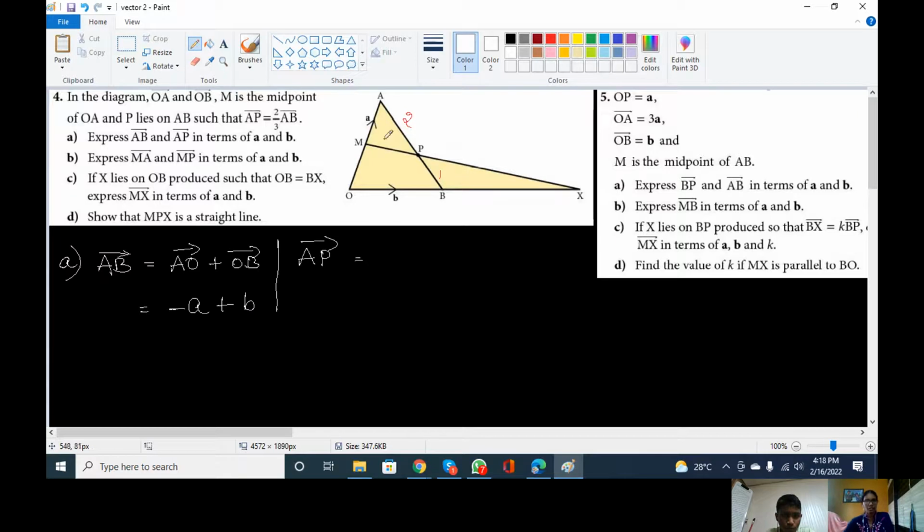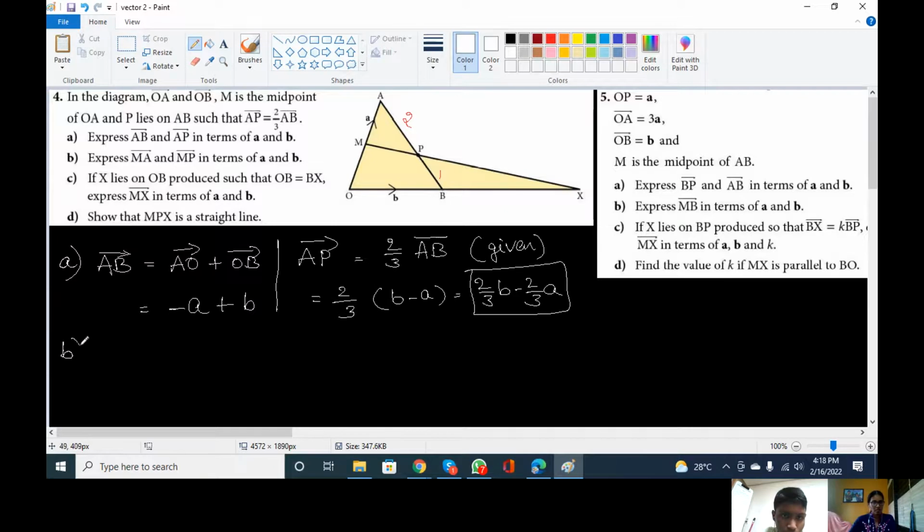Next, AP. Vector AP, A to P, we want. They have given AP as 2/3 of AB. Let's use this. 2/3 of AB is nothing but AB, which we already found, B minus A. So that is equal to 2/3 B minus 2/3 A. That is the answer.